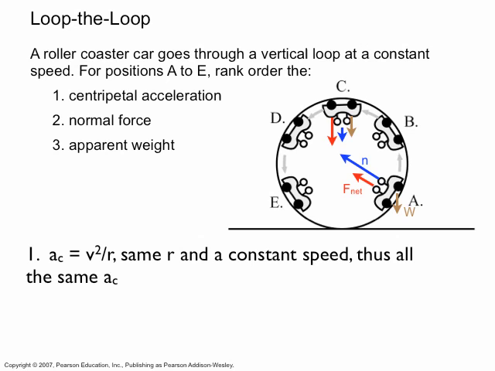By symmetry, A equals E, B equals D, and since the normal force is greatest at A, it is greatest at A and E. The normal force is less at B, which is the same at D. The normal force is the least when the weight is pointing in the same direction as the normal force at the top at C. The apparent weight is from the normal force. You feel heavy in your seat as the seat pushes up or the track pushes up on the car, pushing up on the seat. So the normal force and the apparent weight are the same.